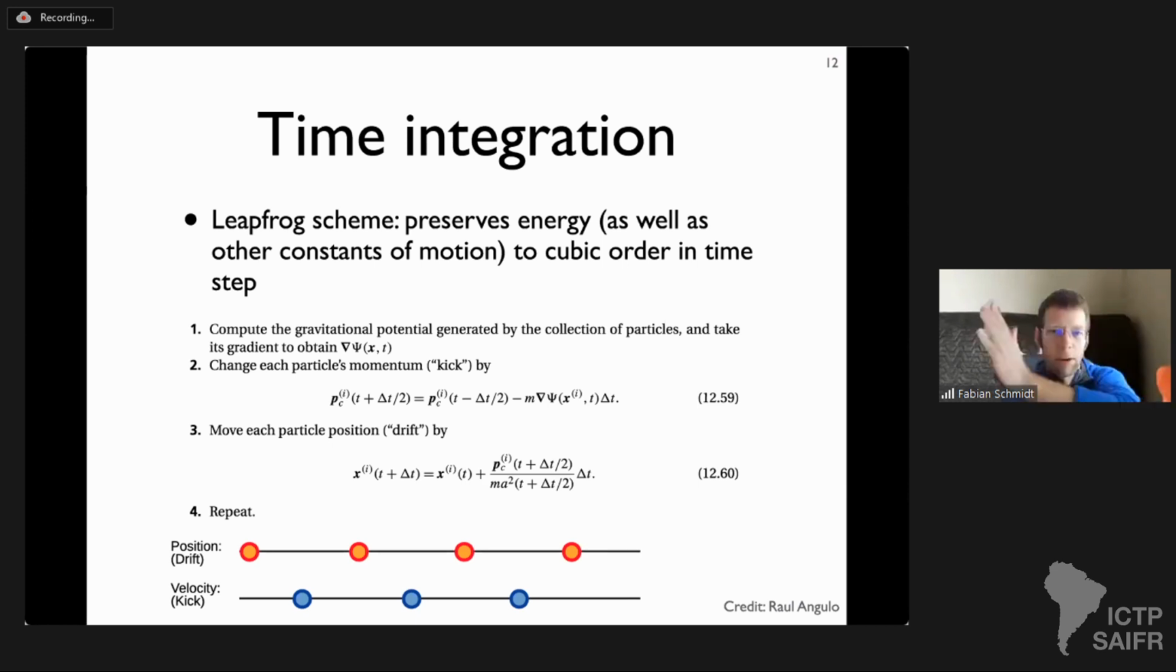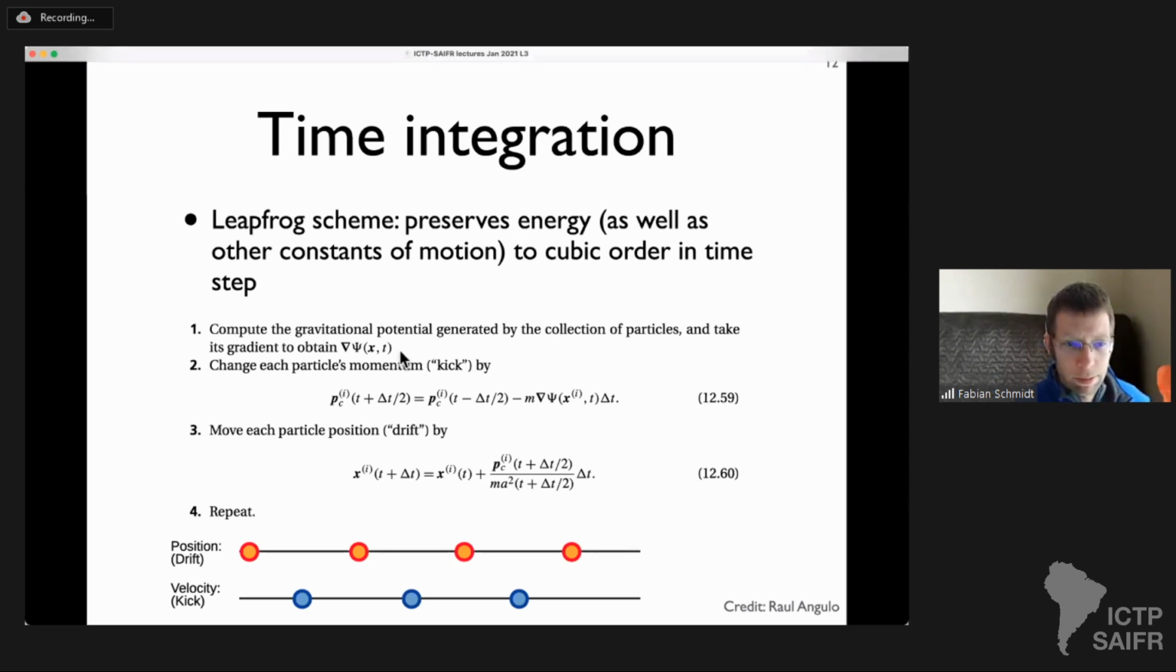Then I can advance the position using that momentum. And then I use the position here to calculate the force, the potential, and then I move the momenta according to the force. And so I go like this. And this is just a very neat trick that cancels a lot of error terms. So it preserves energy, for example, to cubic order.